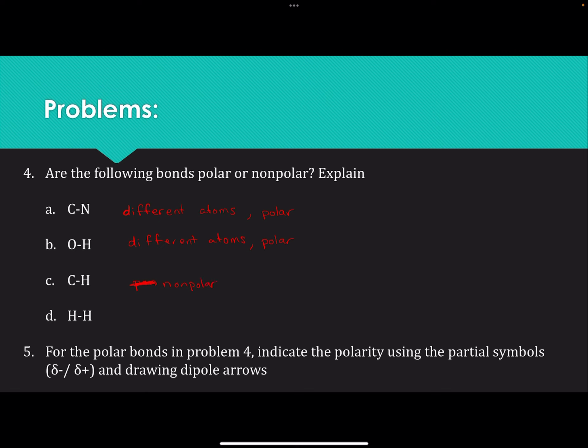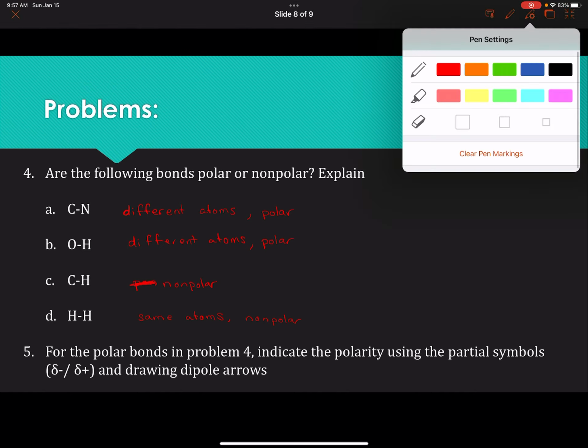And then finally, my hydrogen-hydrogen bond. I've got a bond between same atoms. So they have the same attraction for the electrons. So that will be nonpolar. So as we've said already, if we've got a polar bond, we're going to represent that polarity difference using partial charges, partial positives, partial negatives. We're also going to use dipole arrows.